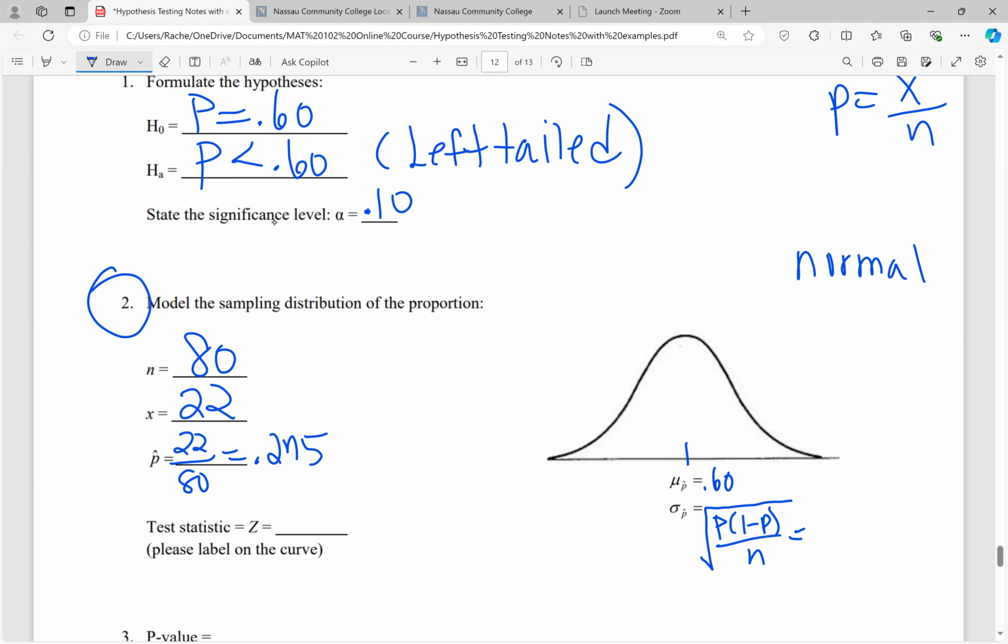So let's plug in. We're going to take the square root of p, which is 0.60, multiply that by 1 minus 0.60, and divide by n, which is 80. Let's go four places. I want you to plug this in also. I'm getting 0.0548 for my standard error.